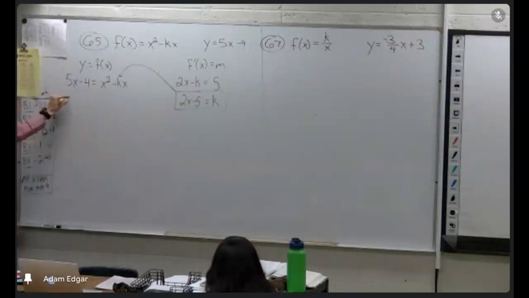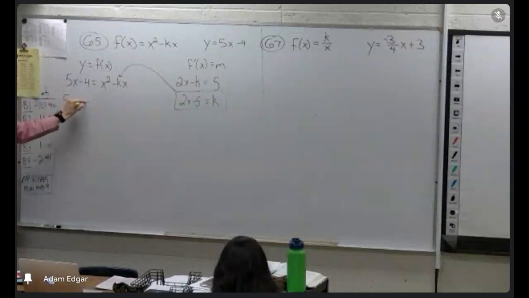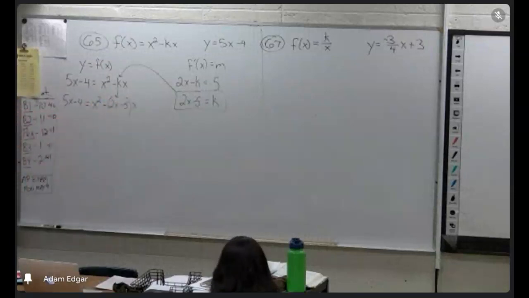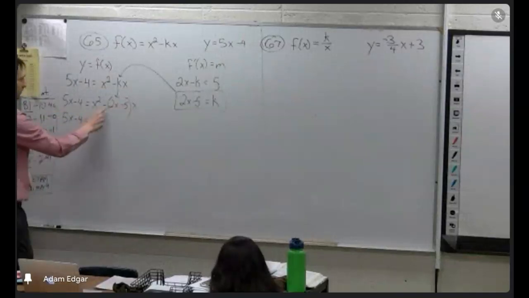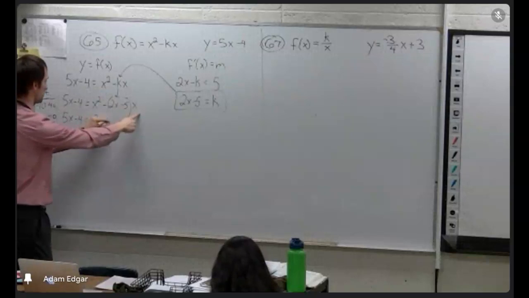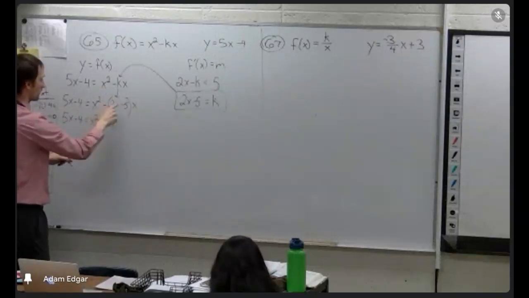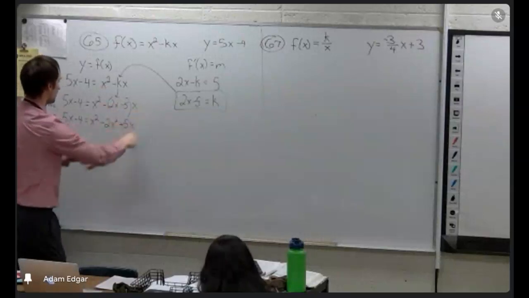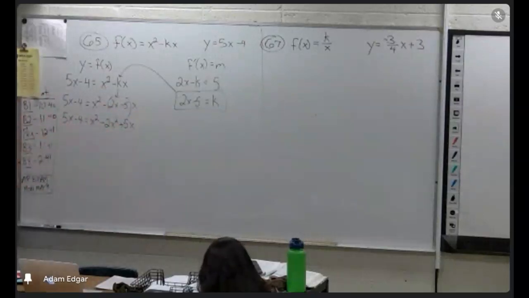So now I'll have 5x minus 4 equals x squared minus k, where k is 2x minus 5, times x. And now we algebra this thing. Distribute out the right side. So 5x minus 4 is just going to be chilling for a moment. x squared, and what's negative 2x times x? And what's negative times negative 5 times x? Plus 5x.